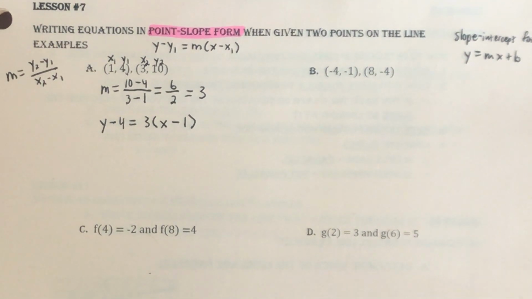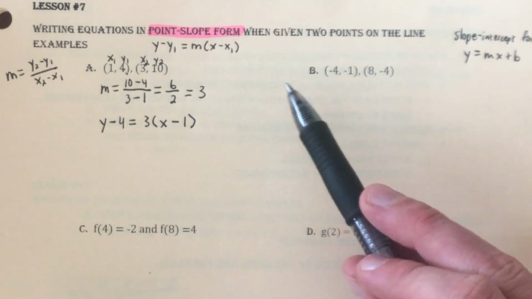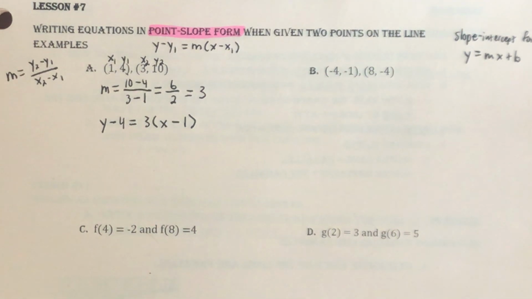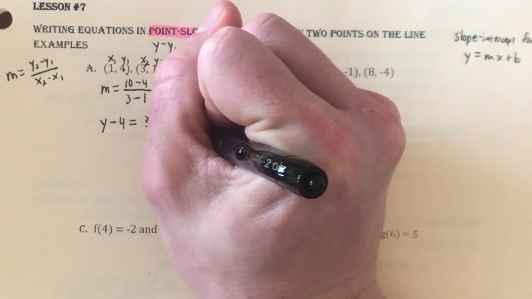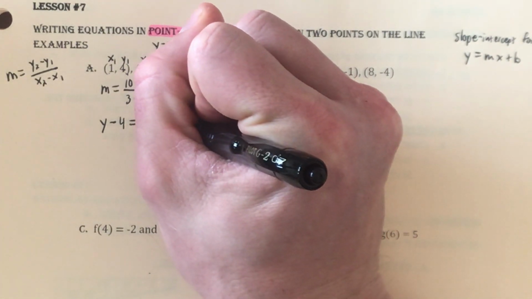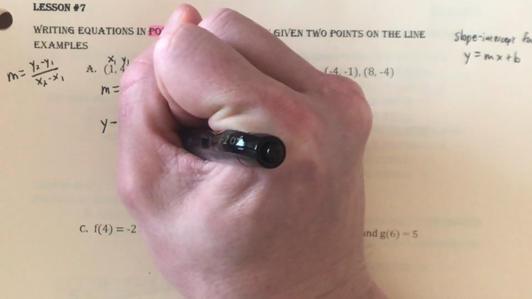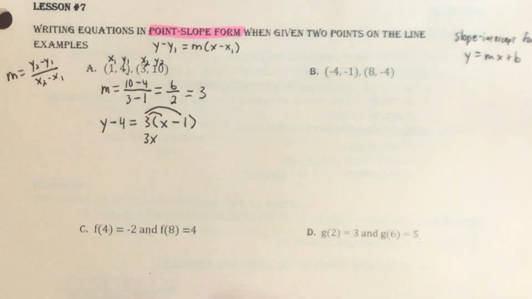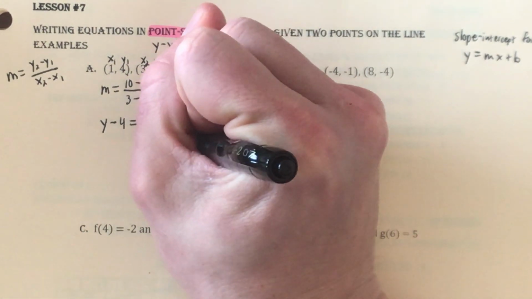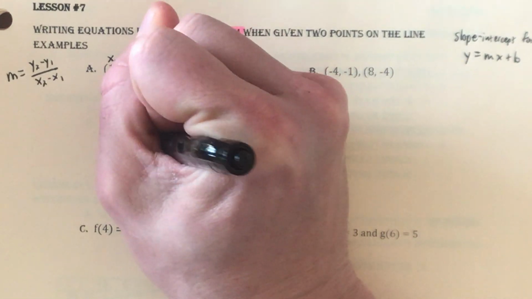But we're going to get the practice in on how to go from point-slope form into slope-intercept form of y equals mx plus b. So now I want to work on simplifying that down. The first thing I need to do is the multiplication and getting rid of the parentheses through distribution. So 3 times x is 3x, and 3 times negative 1 is negative 3. And that's all equal to y minus 4.